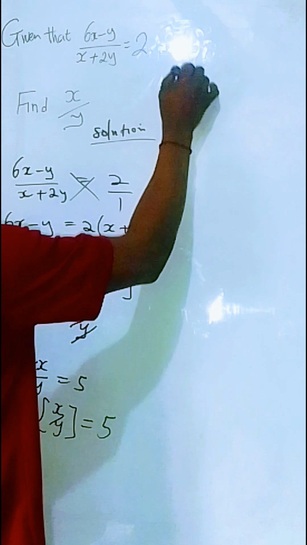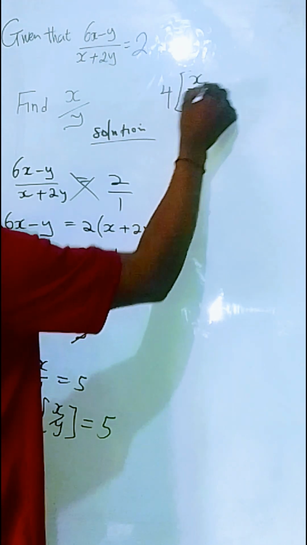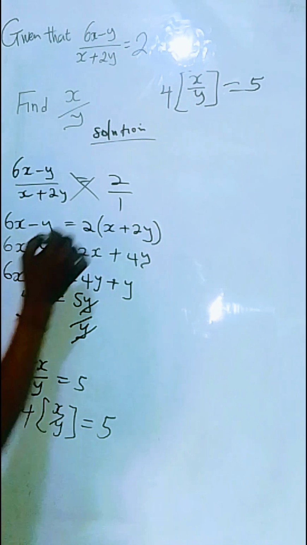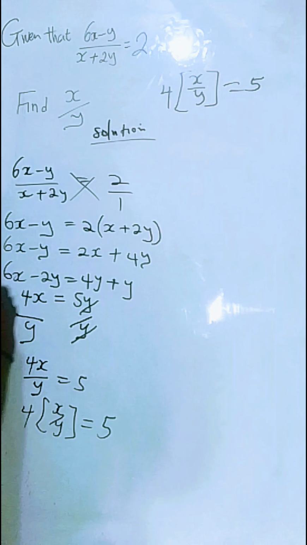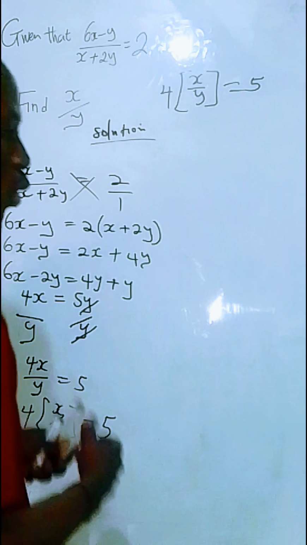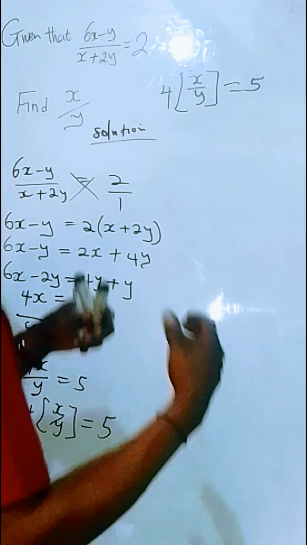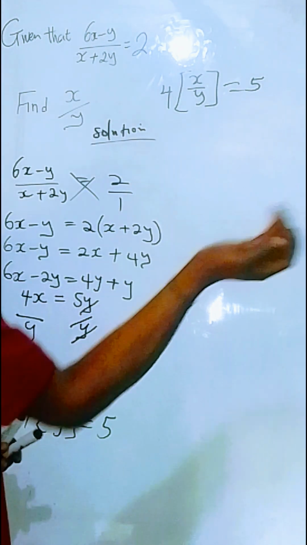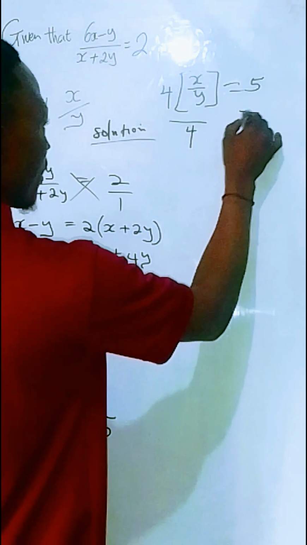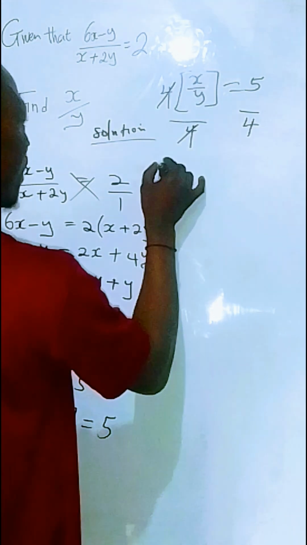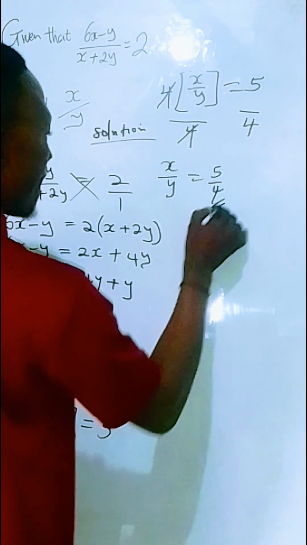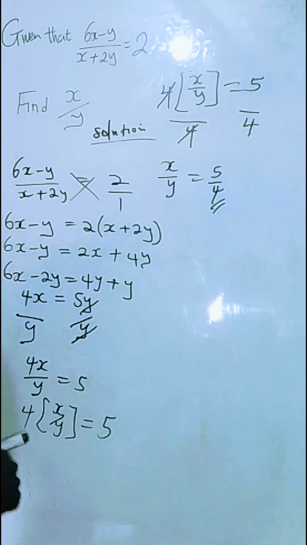So we have 4x on y is equal to 5. Okay, and in this case, remember we want to find x on y. So x on y needs to be standing alone, that is equal to something. That is what we are going to find. So we've got to divide both sides here by 4. Okay, so this will cancel that. Then we now have x on y is equal to 5 on 4. So the value of x on y is equal to 5 on 4.